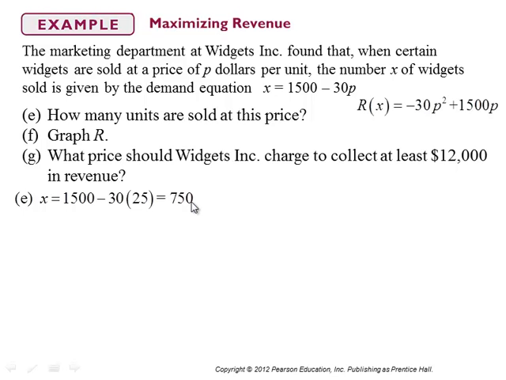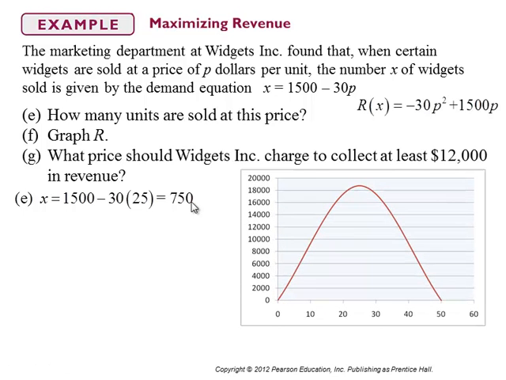If we wanted to graph the function for the revenue, here's the revenue function right here. And of course, we could plot that. We can stick that into our graphing calculator and plot it. It's just a downward opening parabola. And remember, right here is where the maximum revenue occurs at P equals 25. We have our last question. What price should widgets charge to collect at least 12,000?